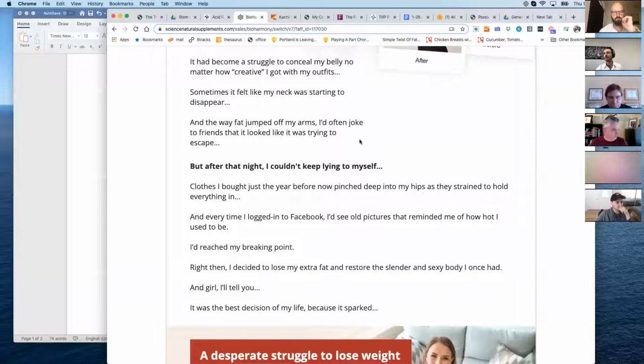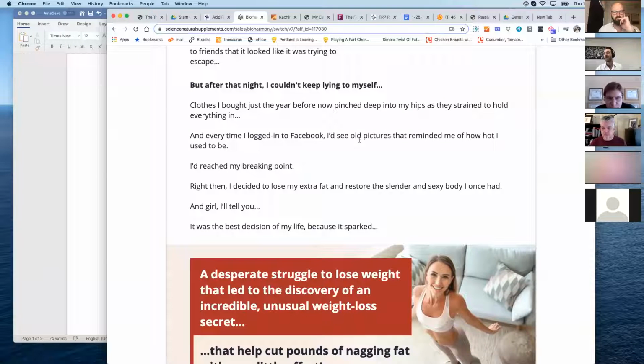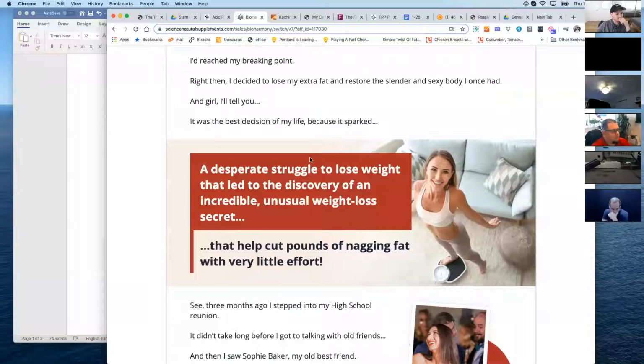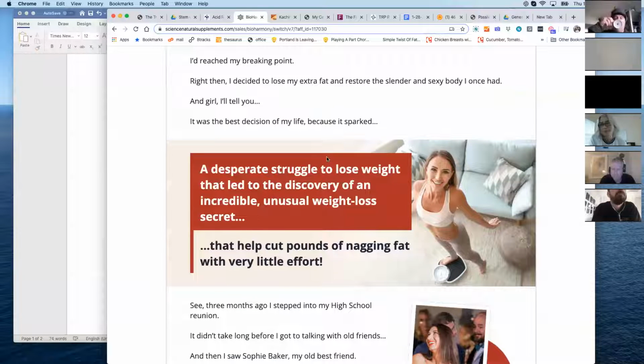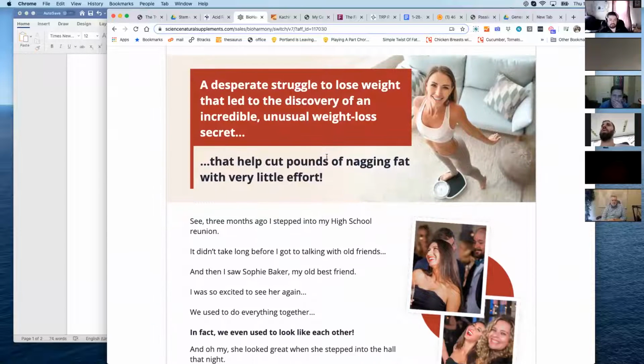But after that night, I couldn't keep lying to myself. Clothes I bought just a year before now pinched deep into my hips as they strained to hold everything in. And every time I logged into Facebook, I'd see old pictures that remind me of how hot I used to be. I'd reached my breaking point. Right then, I decided to lose my extra fat and restore the slender and sexy body I once had. And girl, I'll tell you, it was the best decision of my life because it sparked a desperate struggle to lose weight that led to the discovery of an incredible, unusual weight loss secret that helped cut pounds of nagging fat with very little effort.